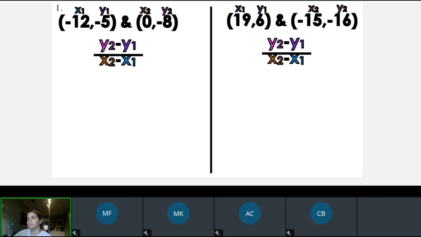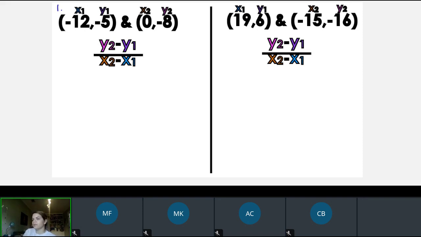Let's say we're given these 2 points. We'll call this number 1. And they say, what's the slope between (-12, -5) and (0, -8)? The first thing we're going to do is go on top of our ordered pair and write x1 and y1, right? Because what these little numbers mean is first set, second set.